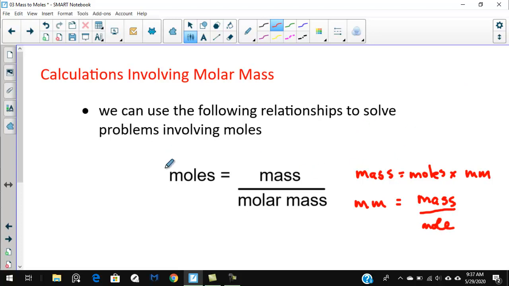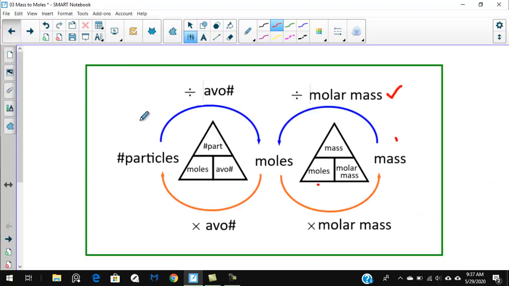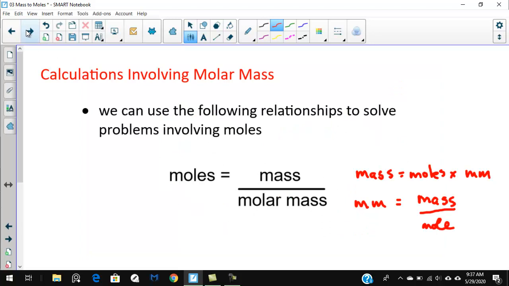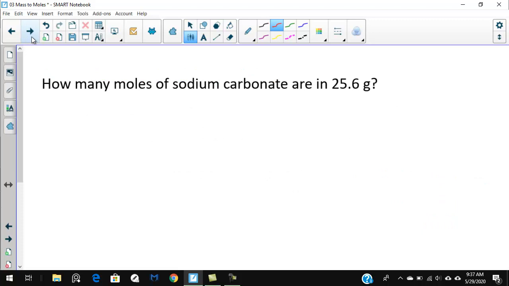So those three formulas are going to let us calculate any one of these variables, and there are three variables in the formula. But remember, you'll always have access to these triangles or this graph of relationships. You don't need to necessarily memorize the formulas. Just get good at using them. So it gets right into a question that looks something like this. How many moles of sodium carbonate are in 25.6 grams? Well, we haven't really done one like this before, so let's set it up.